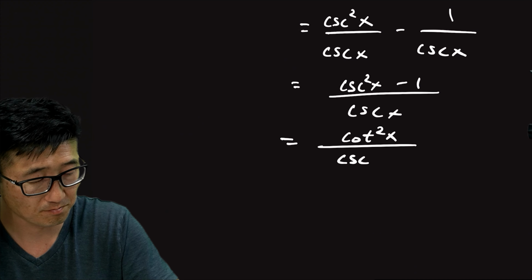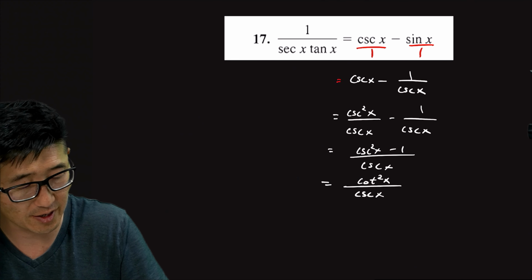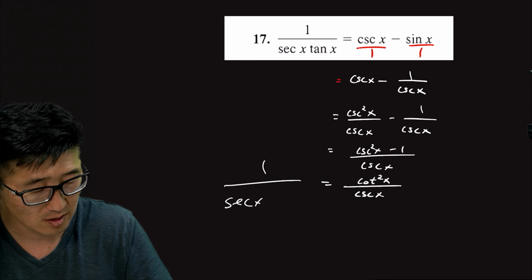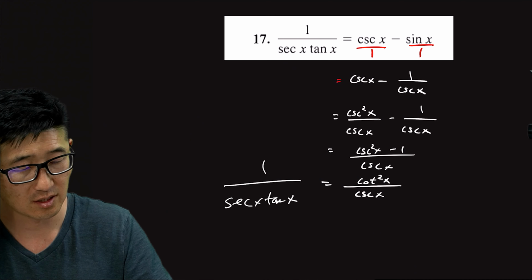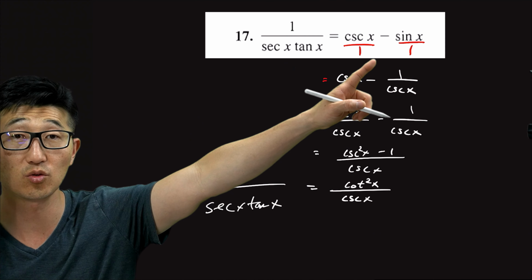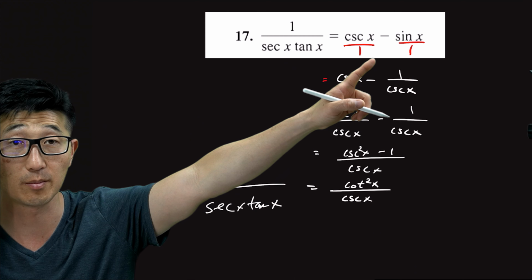All right, now, are we almost there? Well, let's see. I think we are because look, in the beginning, we had two different terms with two different denominators.